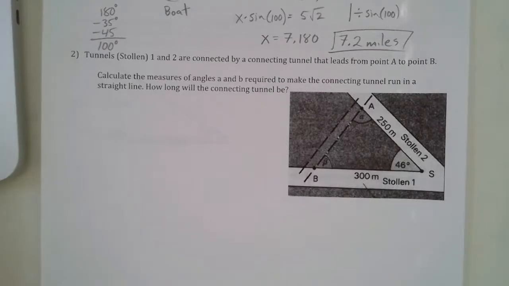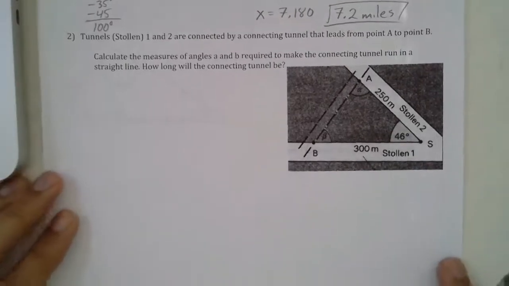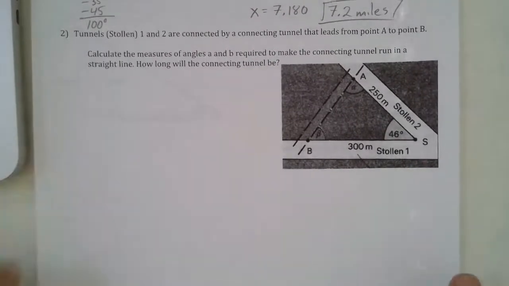Okay, what does it say? It says the tunnel, and this is from a German book, so that's why it says Stollen. I'm guessing the S is next to a consonant, so I think it's Strollen. And don't make fun of me. So the tunnels, Stollen 1 and 2, are connected by a connecting tunnel that leads from point A to point B. Okay, so this is the new tunnel right here.